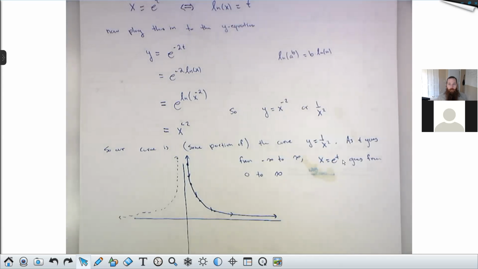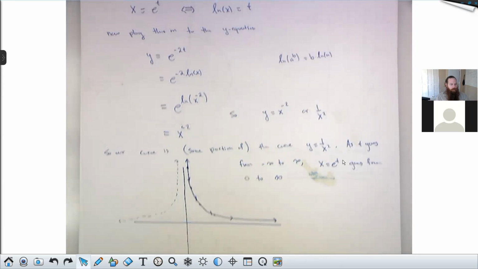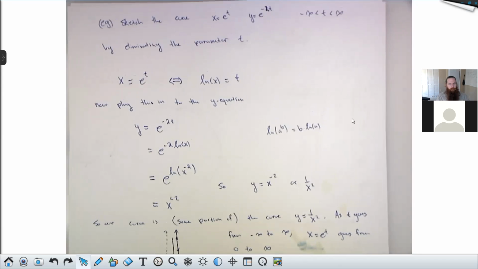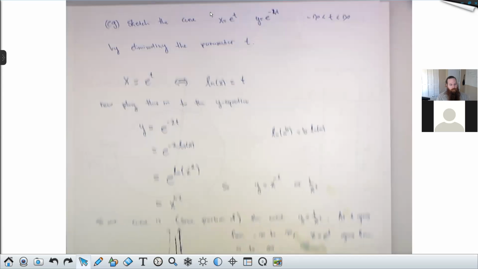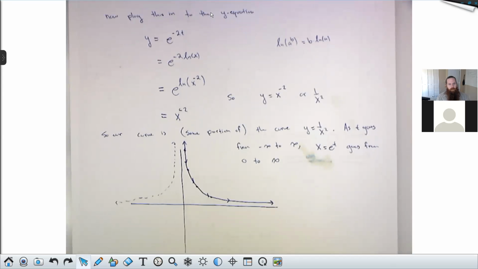Just like with our parabola, we didn't get the whole parabola, we just got part of it. It had a terminal point and an end point. Here, I don't have a terminal point and an end point because the t's are allowed to go from negative infinity to infinity. But that doesn't mean x's go from negative infinity to infinity. X's go over the range of this function. Is this making sense?